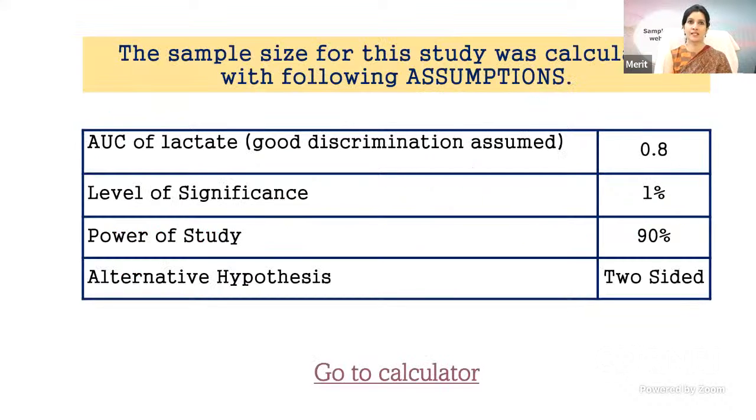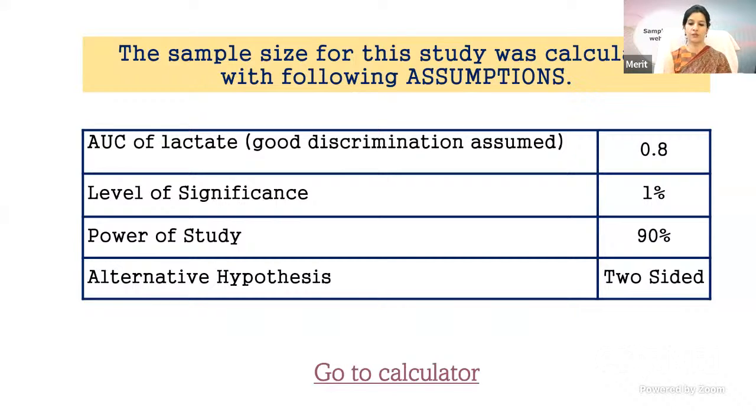The sample size for this study was calculated using the following assumptions. The AUC, area under the curve, for lactate was assumed to be 0.8. So first I'm assuming that it should have a good discrimination power. The level of significance was 1%, the power of the study was 90%, and the hypothesis is two-sided. So the AUC was 0.8, the level of significance 1%, and the power 90%.